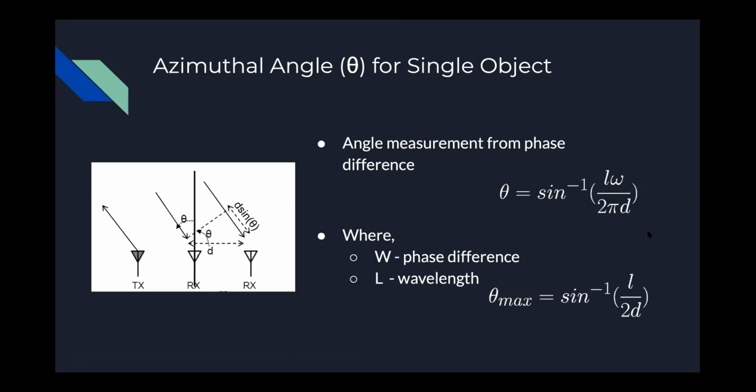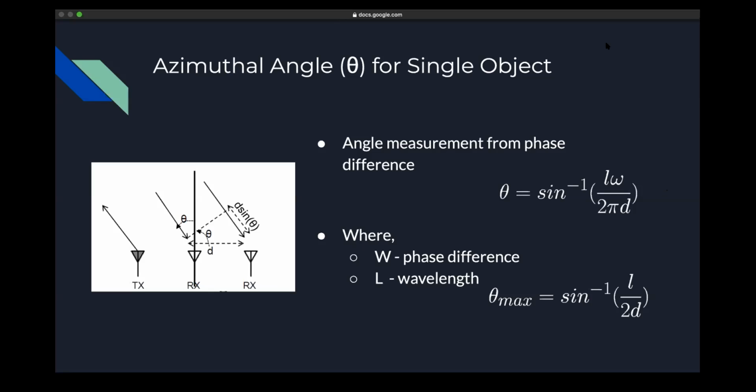Why are we considering omega up to pi? Because both positive and negative angles are there, and if it is more than pi, it is a confusion in the measurement. So we are only considering 0 to pi.